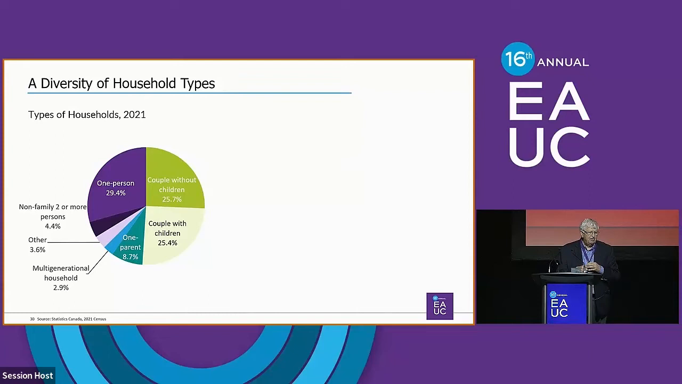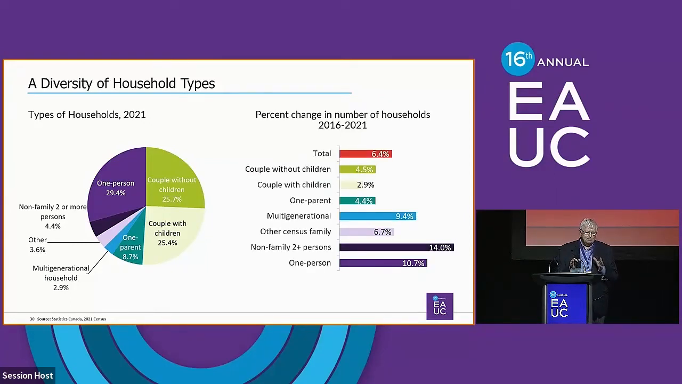For example, non-families of 2 or more people, people sharing accommodation in large part because of the costs in some cases. And you can see it's actually that small group, the non-family 2+ person households, that grew the most rapidly over the last 5 years. One-person households are also growing fairly rapidly, much of that related to aging. Multi-generation households, a result of the immigrant intake, sometimes multi-generation families living together. The smallest growth was in couples with children.